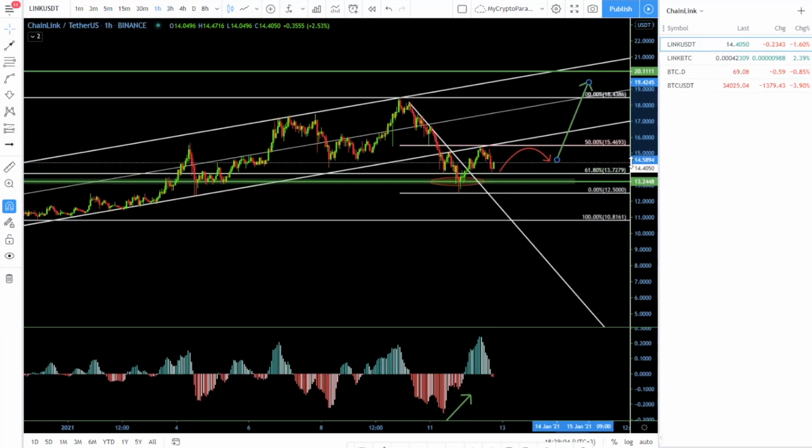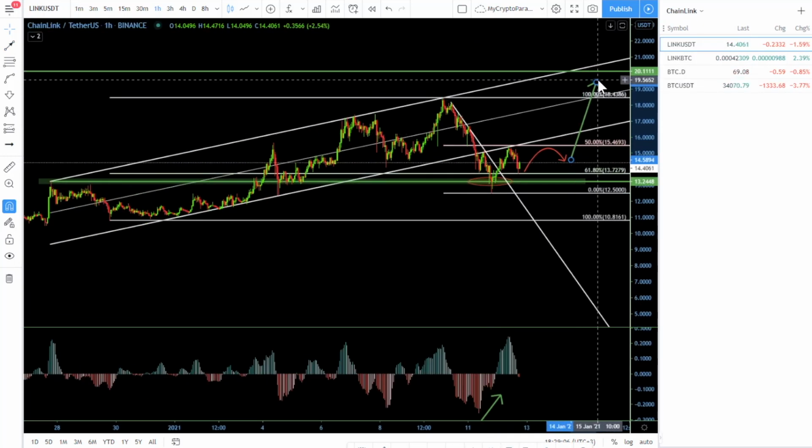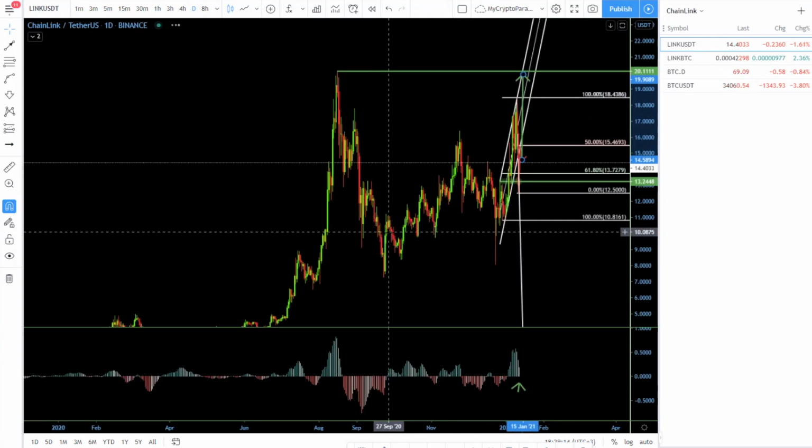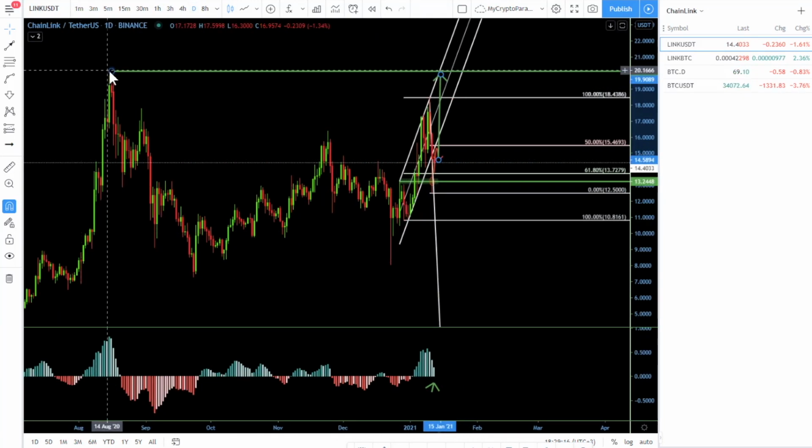In regards to the potential for this move, I think that the price could be heading towards the $20 area, which is a very strong psychological level. And besides, if we go on the daily time frame, this is the previous top. So we are very likely to retest this top established back in August 2020.